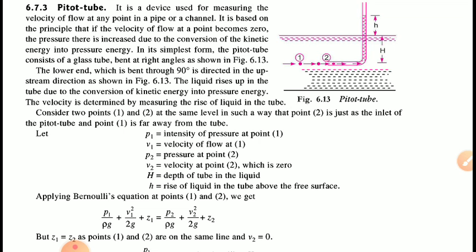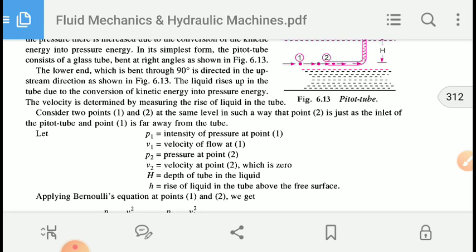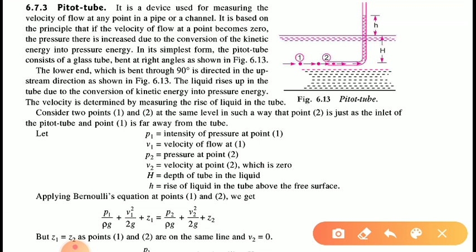In its simplest form, the pitot tube consists of a glass tube, which we can see here. It consists of a glass tube bent at right angles. The angle between these two limbs is 90 degrees, and it is shown in this figure. The lower end of this tube, which is bent at 90 degrees, is directed in the upstream direction, means flow is flowing directly into this pitot tube.